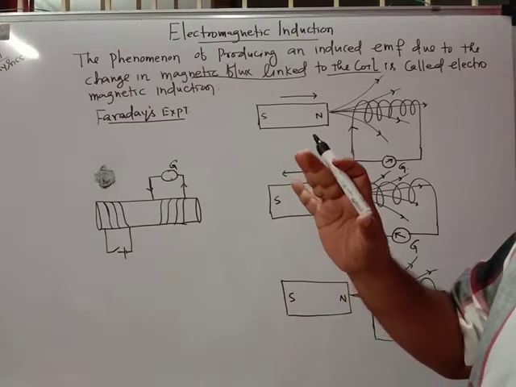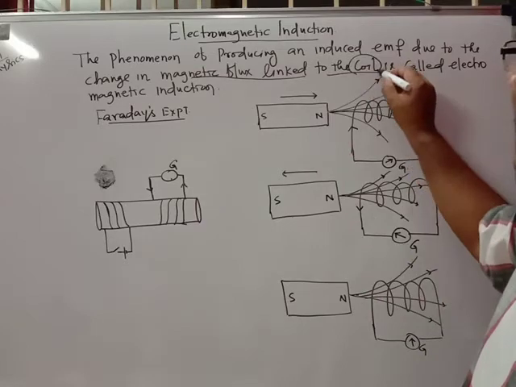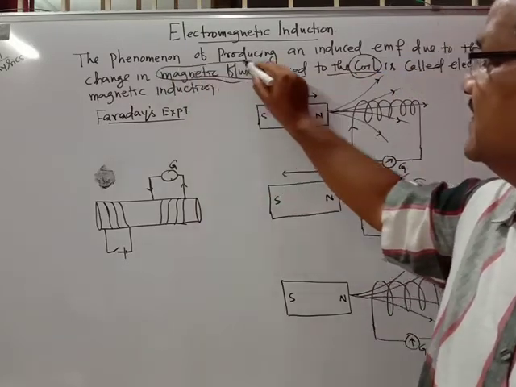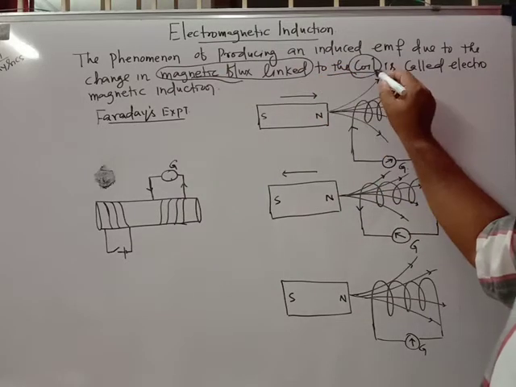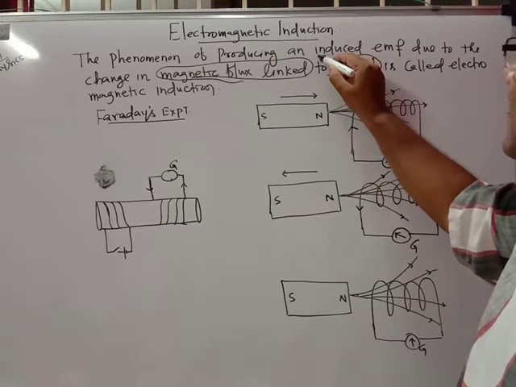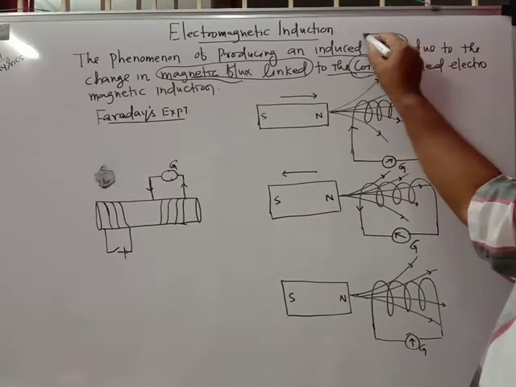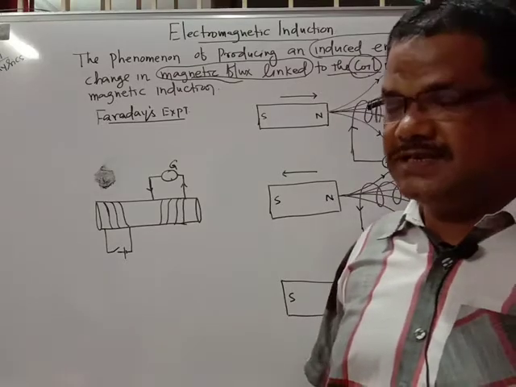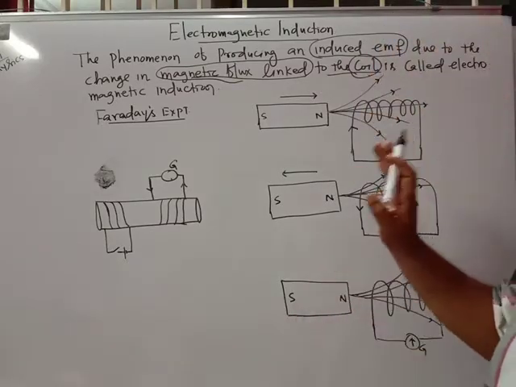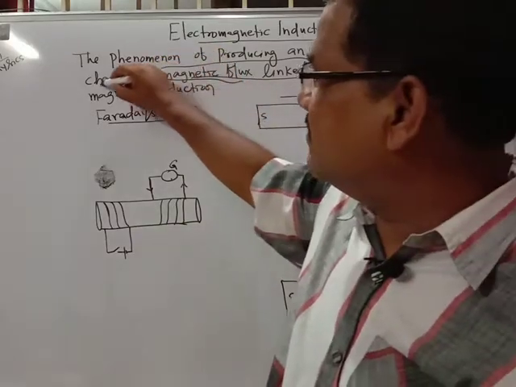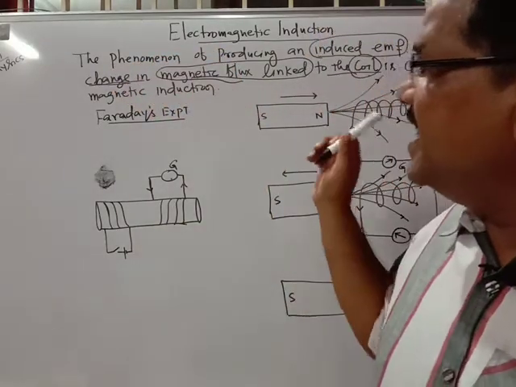Suppose you select one coil, and the change in magnetic flux should link to the coil. Whatever current we get is the induced EMF or induced current also. Induced current means that current which will be produced without touching. Students, it is very clear, we are talking about the change in magnetic flux that must be linked to the coil.